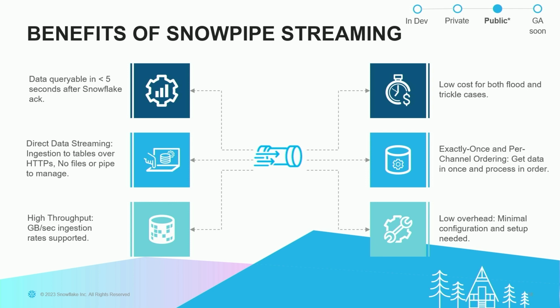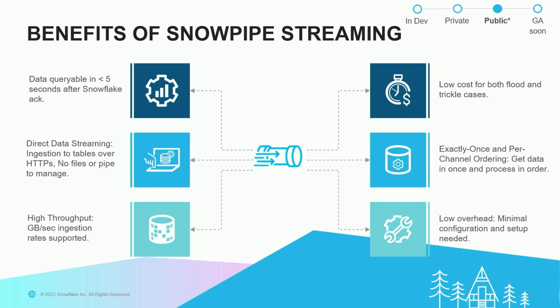First of all, you can ship your data within seconds to Snowflake. You can directly stream your data through HTTPS or through your VPC, so you can ship your data to Snowflake through that. It has very high throughput, so you have gigabytes per second of ingestion rates supported through this. We have exactly-once semantics, like Zin mentioned.